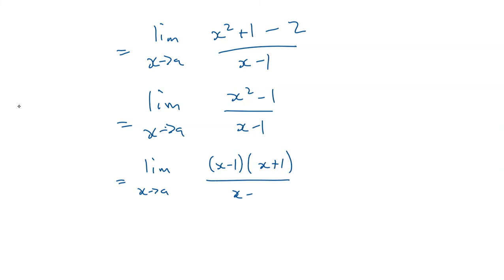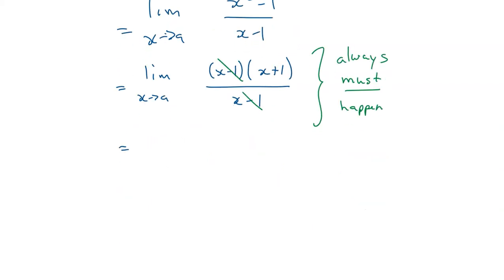And what happened? These divide. This always must and will happen. After it happens, we write the limit one more time.